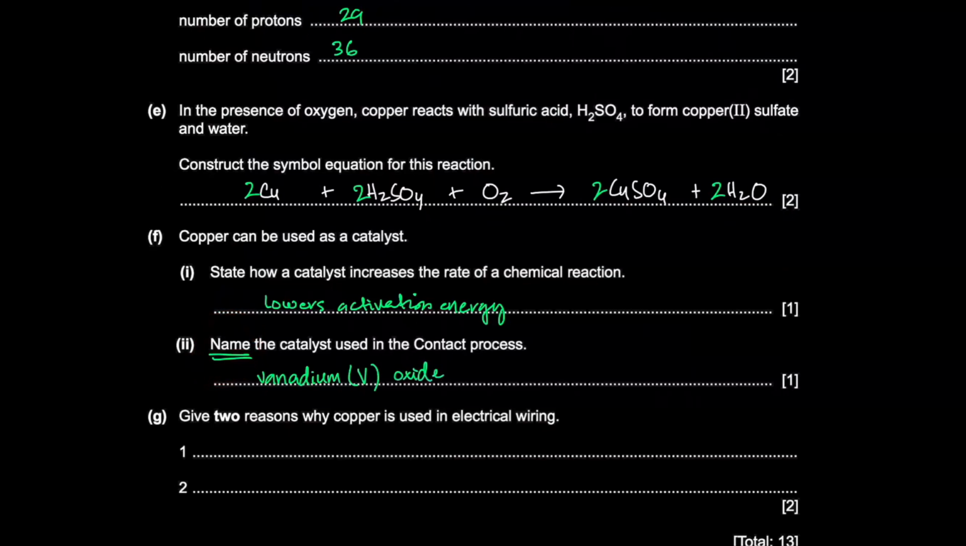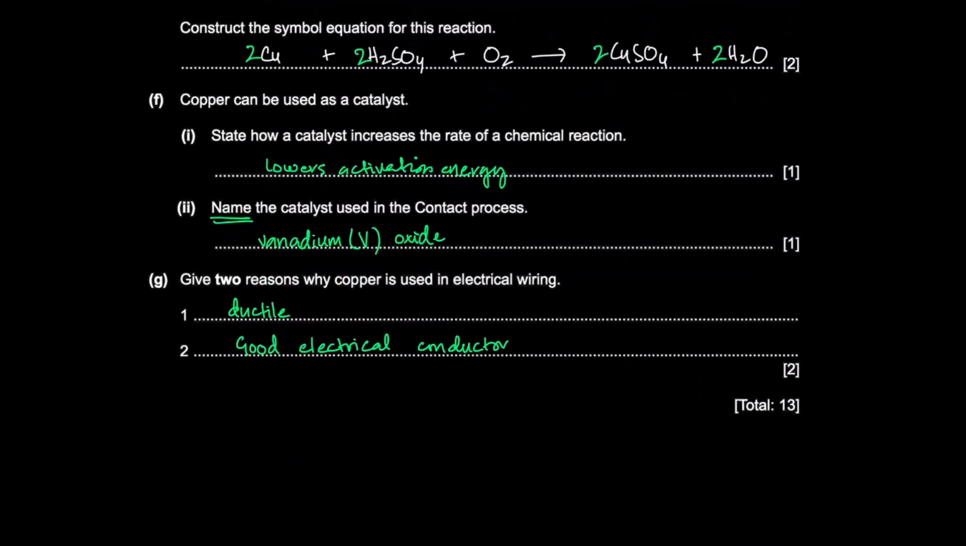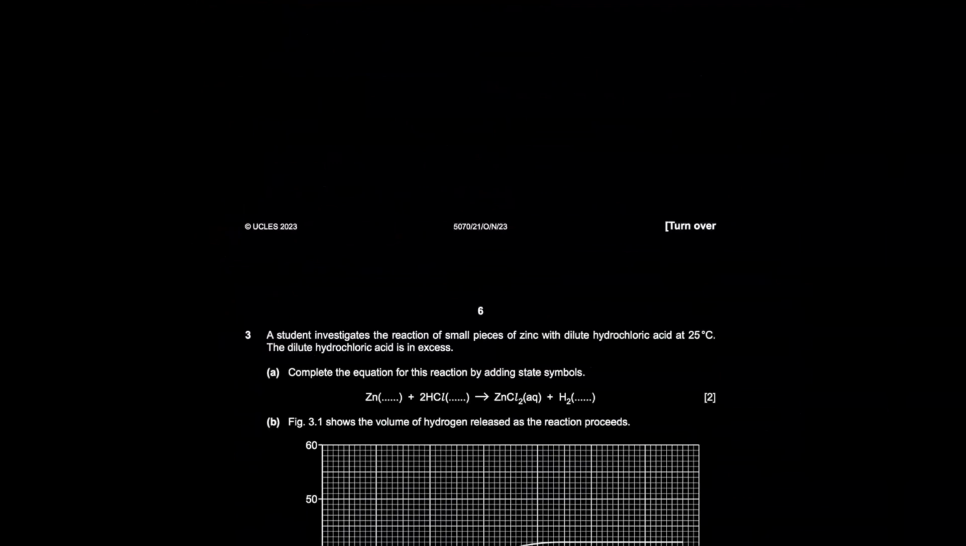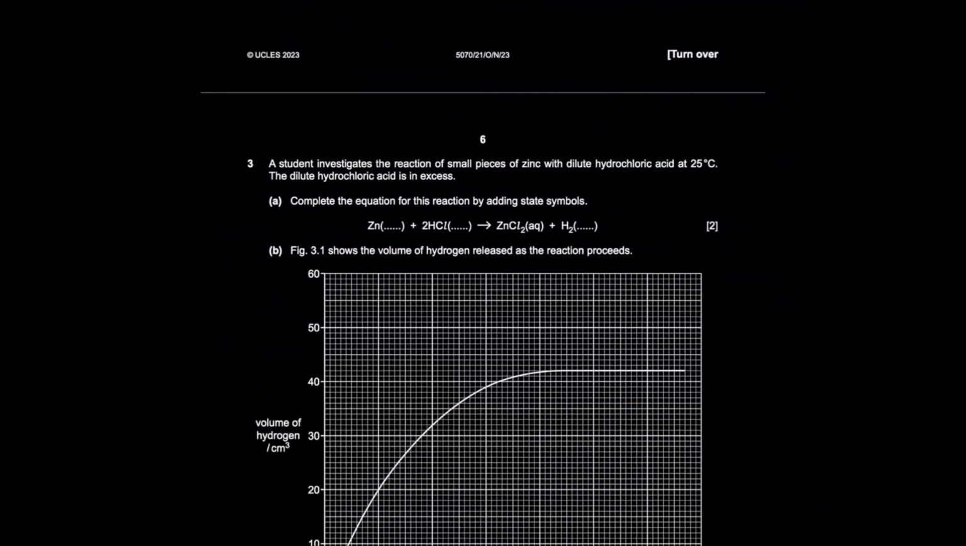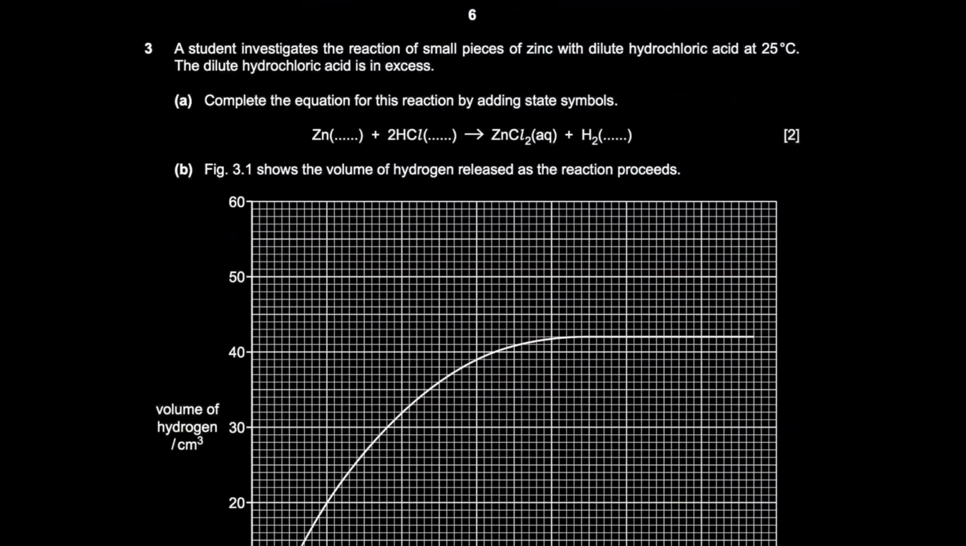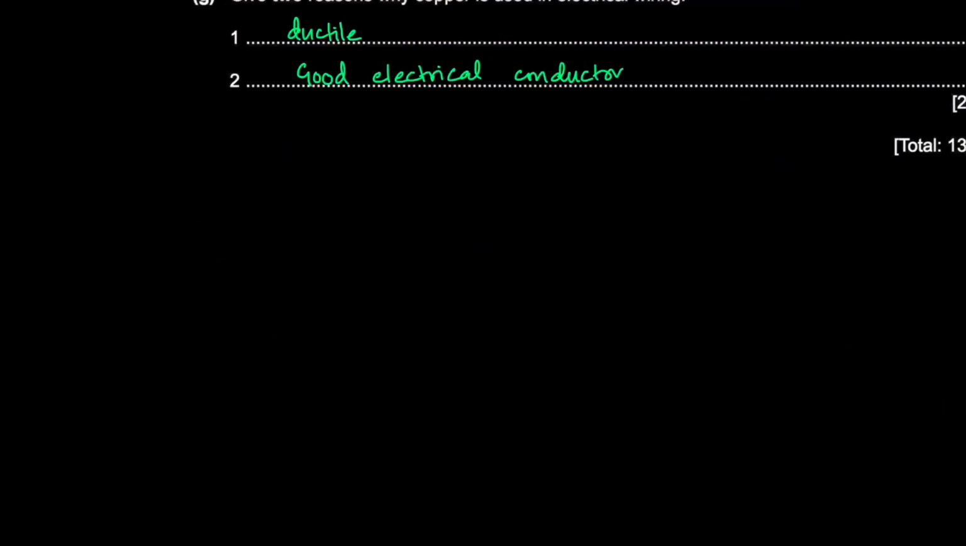Give two reasons why copper is used in electrical wiring. It's very ductile, right? Ductile means it can be drawn into wires, right? Good conductor of electricity. Yes, and it's a very good electrical conductor, yes. So it's a good electrical conductor. Yeah, good conductor of electricity. Don't say malleable over here, guys. Specifically, we're talking about wiring, so ductile. Ductile means it can be made into wires.